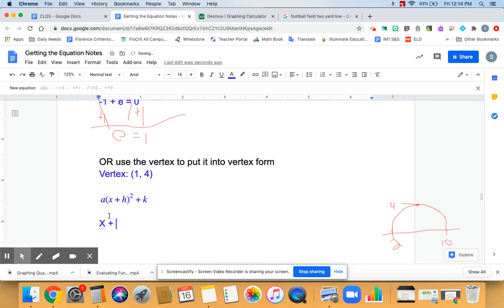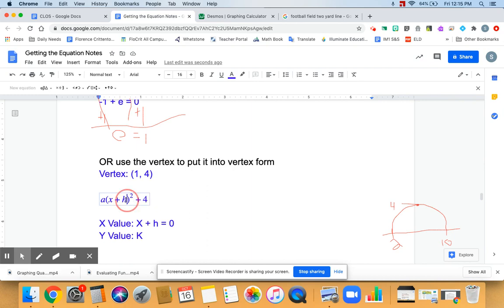So x plus h has to equal 0 to get the x value. To figure out the y value of the vertex, it's just the k at the end. Meaning, if I have the vertex and I want the equation, if the y value of the vertex is just that k at the end, I could just replace that k with the 4 because it's a positive 4. So I write plus 4 here.